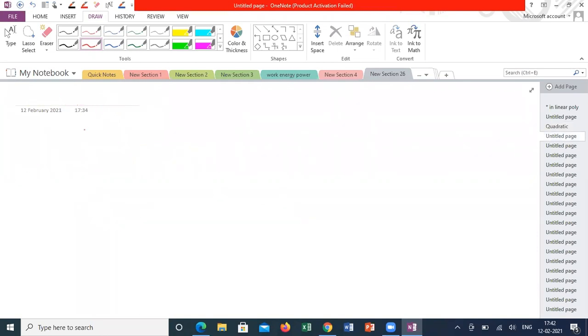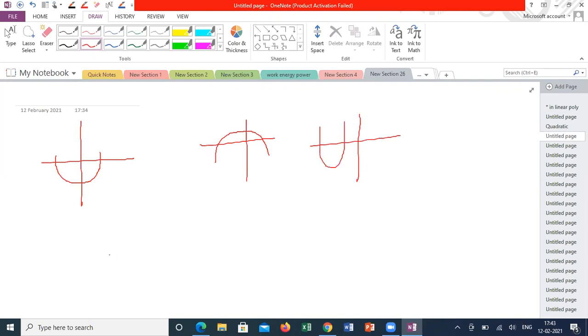Now, graphical representation. As per discussion, the graph should cut the x-axis at 2 points; only then can you say that it is a quadratic polynomial. So, how many zeros for this graph? 2 zeros, sir. For this? 2 zeros. For the third one? 2 zeros, sir. What about this? 1 zero.